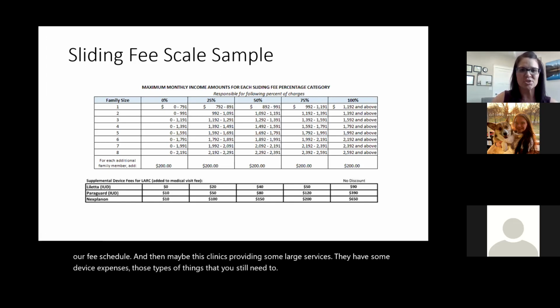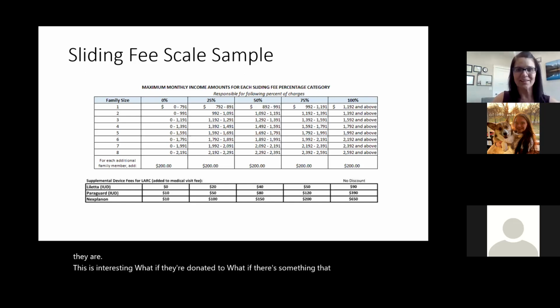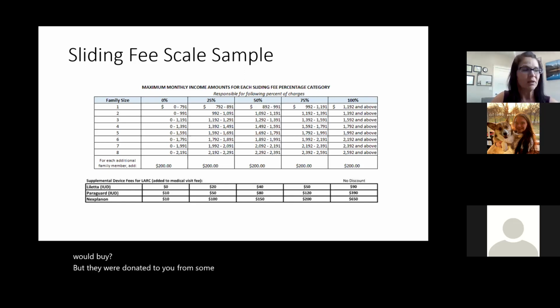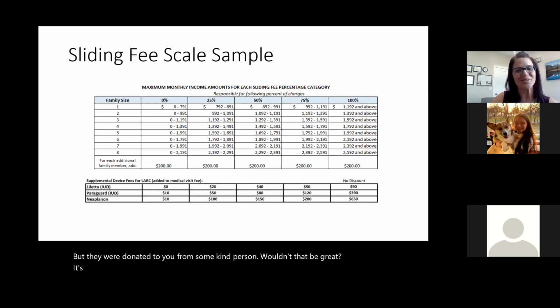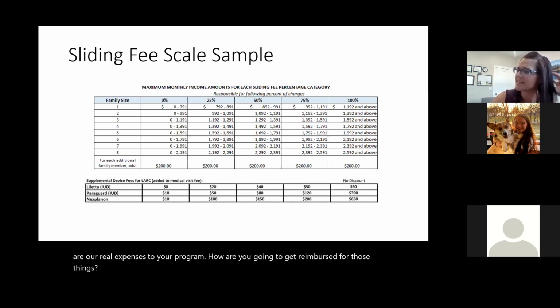You're not getting additional reimbursement for these things. If they are, this is interesting, what if they're donated to you? What if there's something that you usually would buy, but it was donated to you from some kind person? Wouldn't that be great? It's still an expense, right? Because there are services that you wouldn't have needed, but it was a donation. So that's taking that to the next level. But again, think about these supplies that are real expenses to your program. How are you going to get reimbursed for those things? So we can see that here.